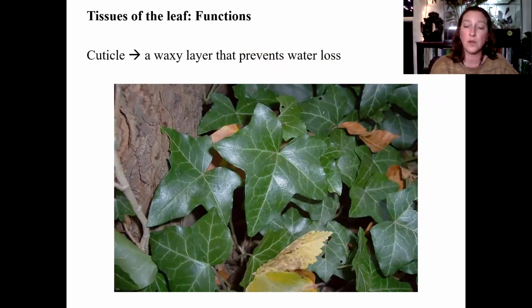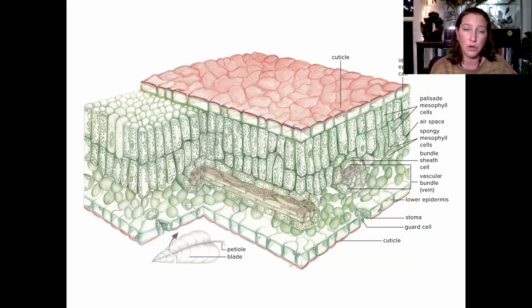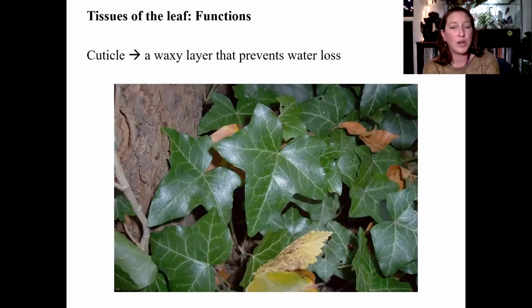So I said before, this red stuff is the cuticle, right? Cuticle helps prevent water loss, usually pretty waxy. So here's some leaves. These are ivy leaves. And you can see the ivy have this kind of glossy look to them. That's because of their cuticle. That's secreted by the epidermis.